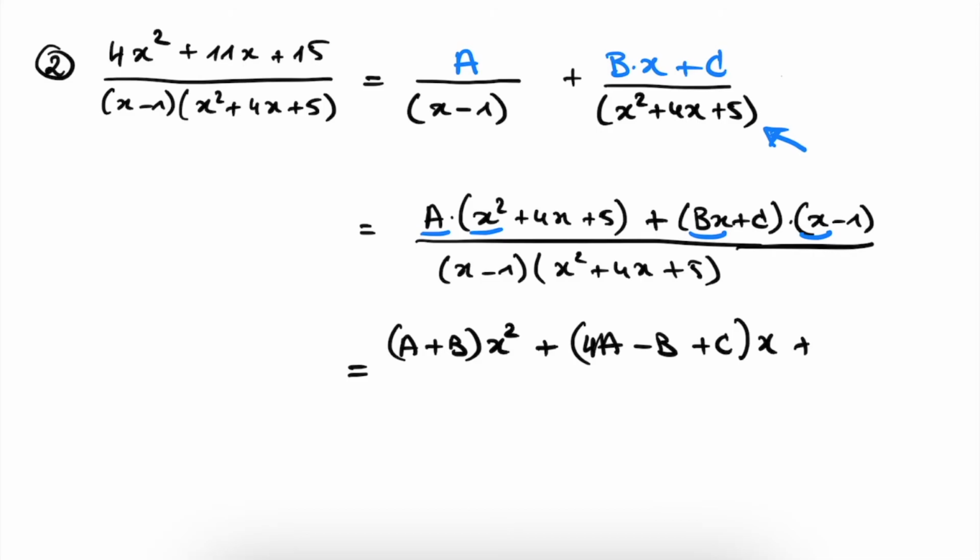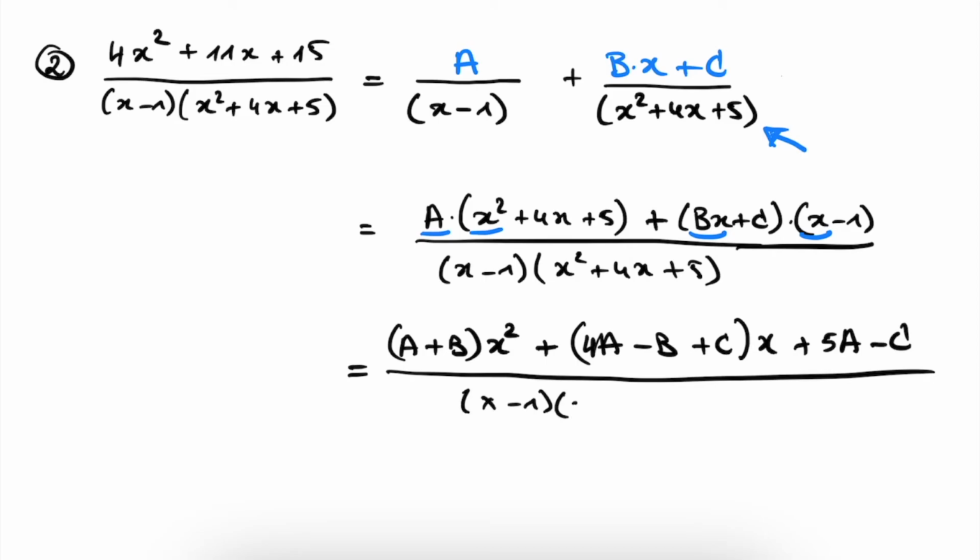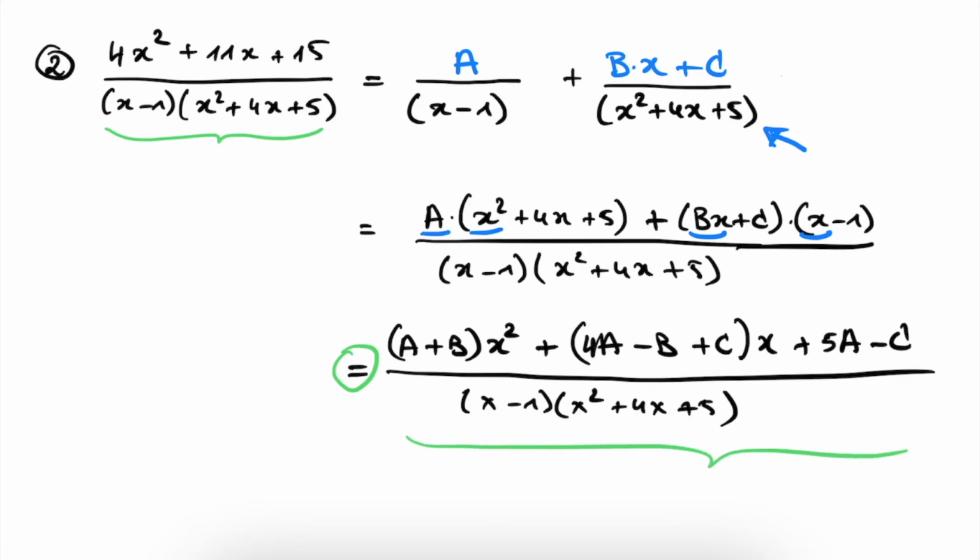And to end off, we look at the terms without any x. So we have a times 5. So that would be 5a. And here we only have c times minus 1, which becomes minus c. And of course, we still divide by our denominator, which is x minus 1 times x squared plus 4x plus 5. And again, we've come to the point where we can directly compare the two fractions that we have, our original fraction and the fraction which will give us a, b, and c.